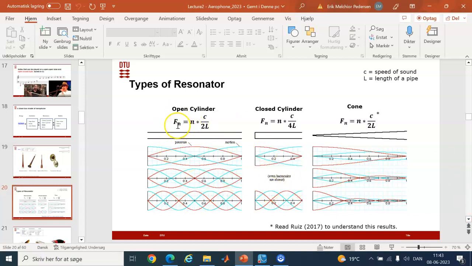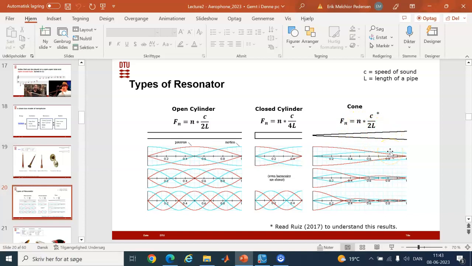For the open cylinder, the natural frequencies are multiples of the fundamental frequency, n times c divided by 2L, and for the closed cylinder it is n times c divided by 4L, where n can be 1, 3, 5, 7, and so on. In the open cylinder, n could be 1, 2, 3, 4, 5, and so on. And for the cone, n can also be 1, 2, 3, 4, 5.